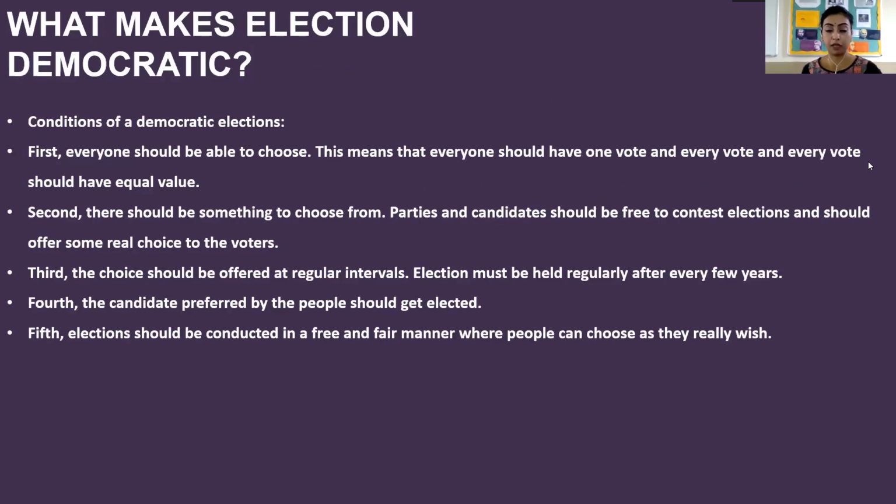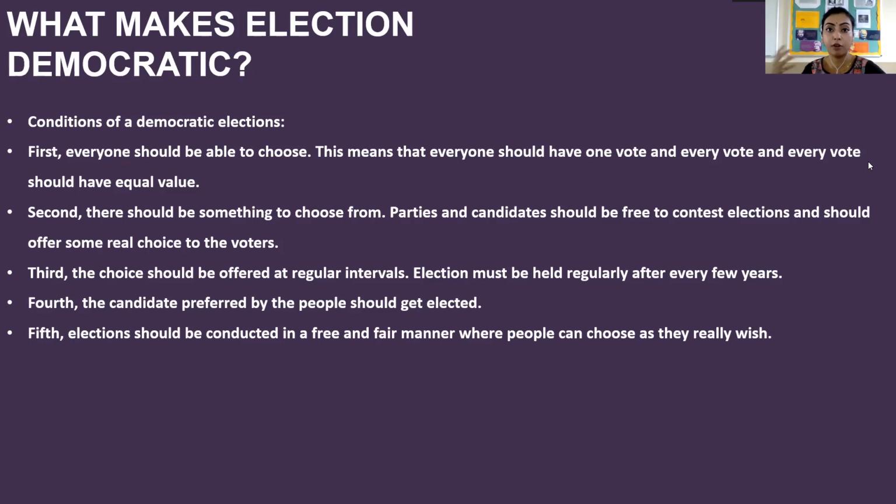Now the third topic: what makes an election democratic? I am saying that in every democracy election is there. Now how do we consider that these elections are conducted in a very democratic way? How do we judge that? Let's see that. There are various ways of conducting elections in a democratic way. First, everyone should be a part of these elections, all right? All the people who are above 18 years of age should be made a part of this election. This means everyone has one vote.